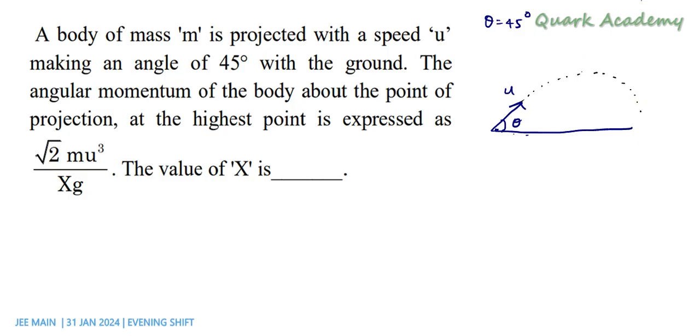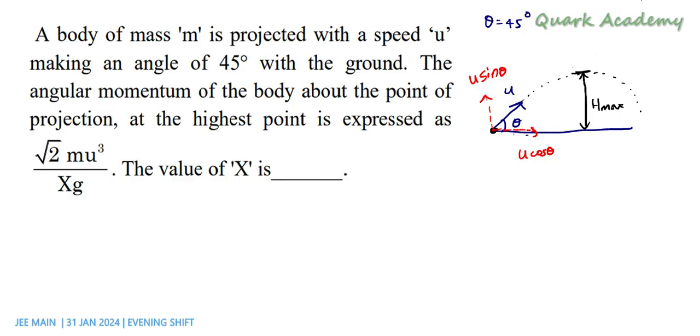exactly at the point where it is having the maximum, highest point. So let's consider this height as h max, and this is the point from which it is projected. So initially it has a speed or velocity u. This velocity can be split into two components. One is the vertical component, u sine theta, and the horizontal component is going to be u cos theta.